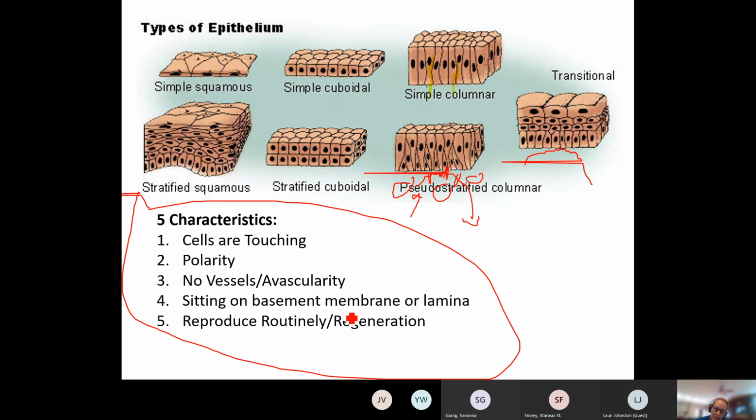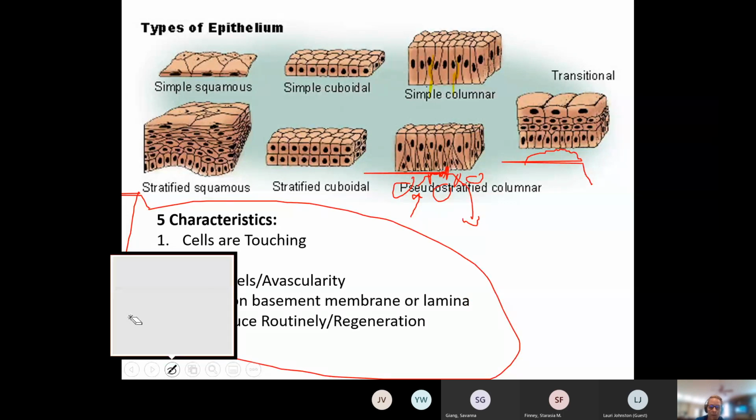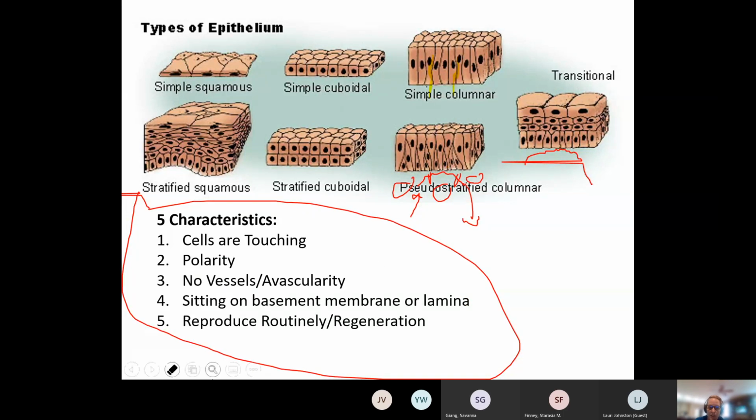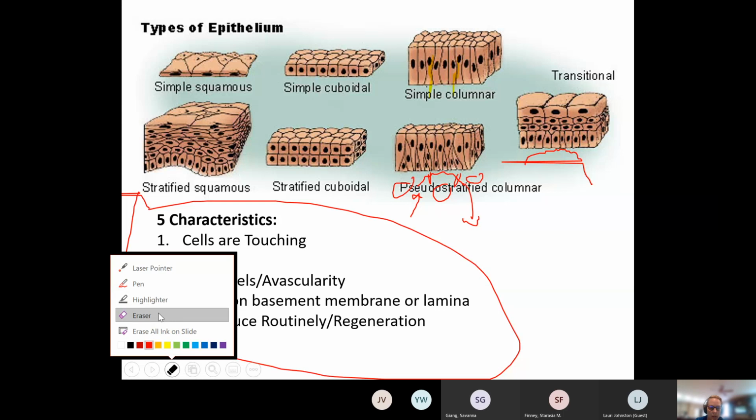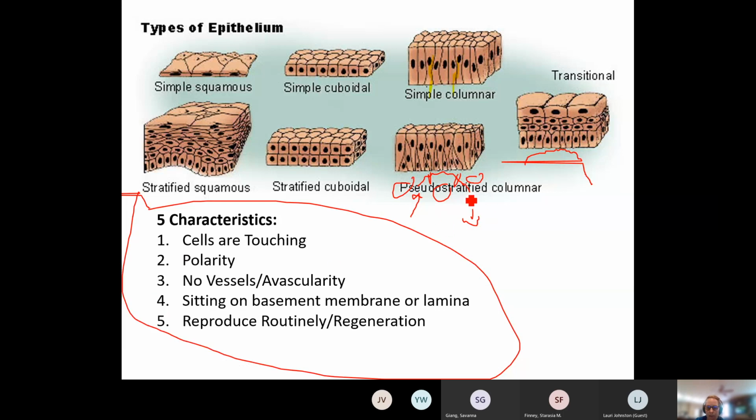Okay. And so that basement membrane, that lamina, it's usually going to be a type of loose areolar connective tissue to make room for our blood vessels to have space. It's going to be kind of an open, loosey-goosey type of connective tissue.